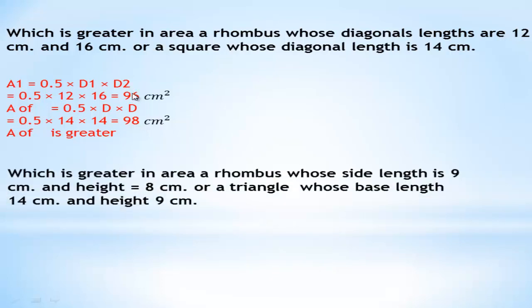Okay, I don't answer because I want everyone to concentrate with me. The area of square is greater than the area of rhombus. The next question, which is greater in area? A rhombus with side length 9 centimeter and height equals 8 centimeter, or the area of triangle with base length 14 centimeter and height 9 centimeter.